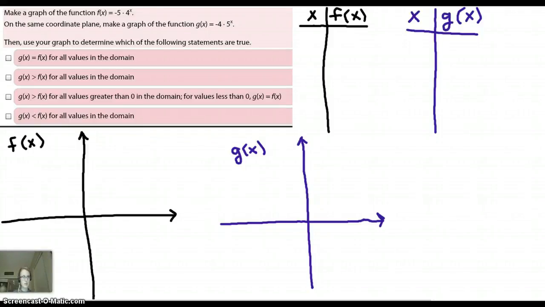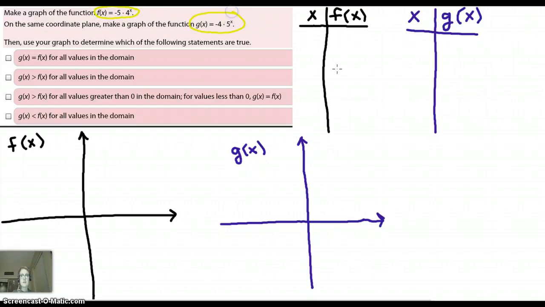Alright, we are going to take a look at this problem. It's a great problem because we have to know a decent amount about exponential functions, and we also have to know a decent amount about what a domain is in order to solve it. So what it really wants us to do is to compare how two graphs look. It gives us f of x here, an equation for it, and it gives us g of x here, another equation.